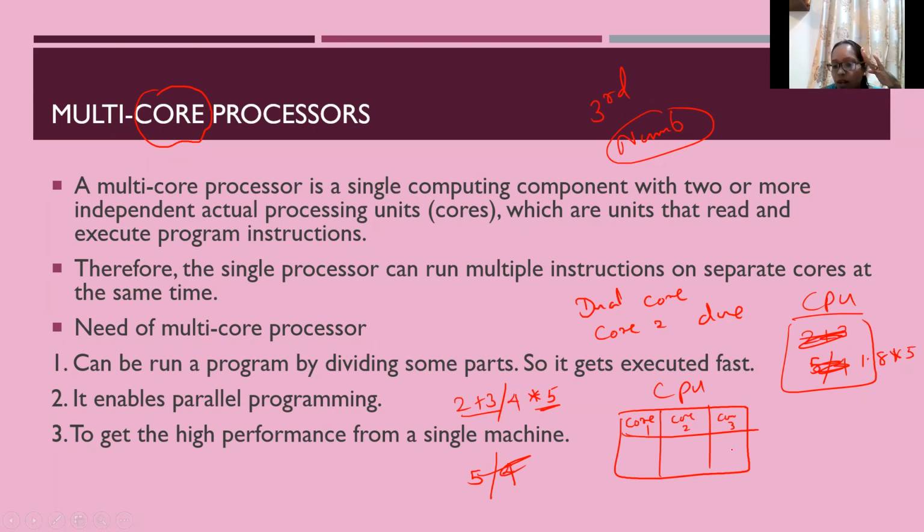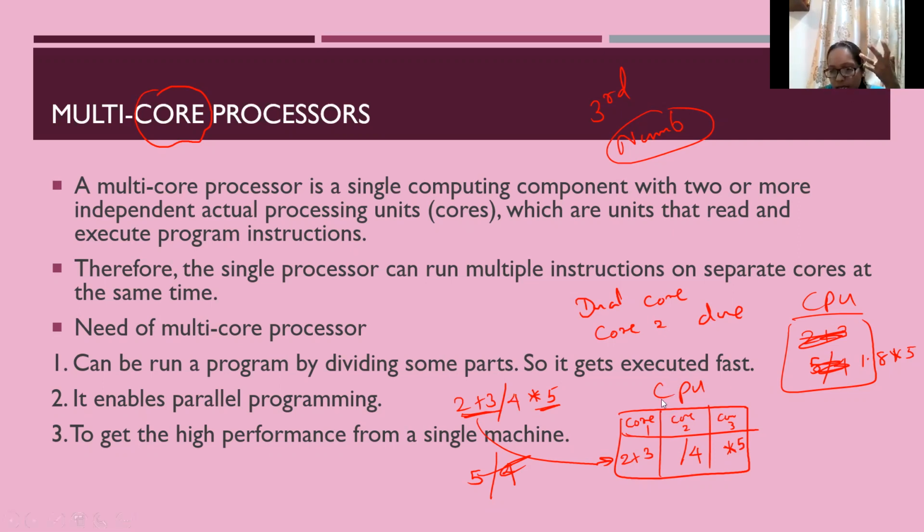But say the CPU has 3 cores at the same time. The CPU can hand over the addition to the first core, then the division by 4 to the second core, and the multiplication by 5 to the third core. So at the same time, simultaneously, parallelly, all these 3 calculations are running. I took here an example. Because of that parallel processing, it will speed up the calculations.